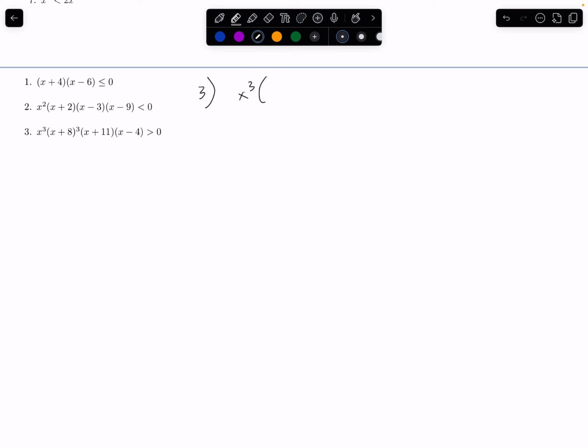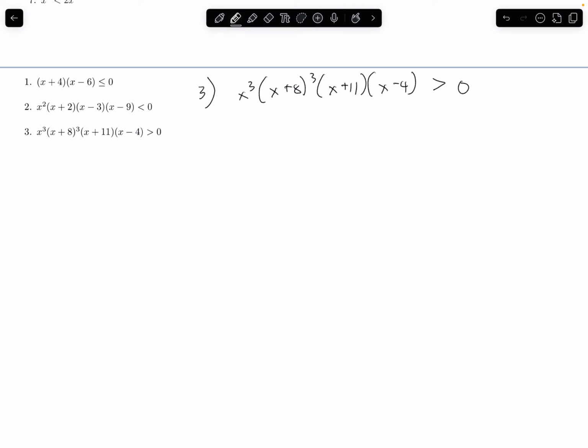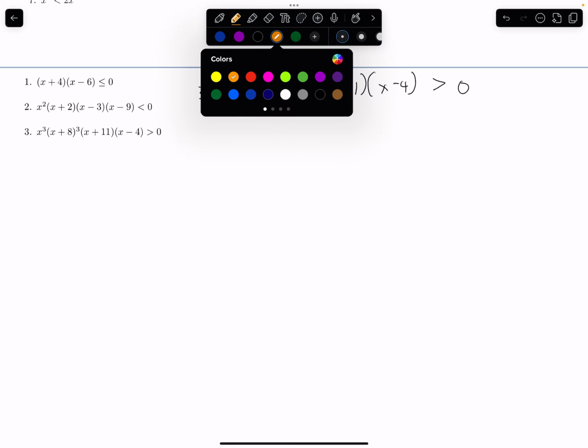Just copy this thing down. Okay, I noticed they're all odd multiplicities. So that's kind of good news. It makes it simple. It just means that it's always going to cross through. There's not going to be any kisses.